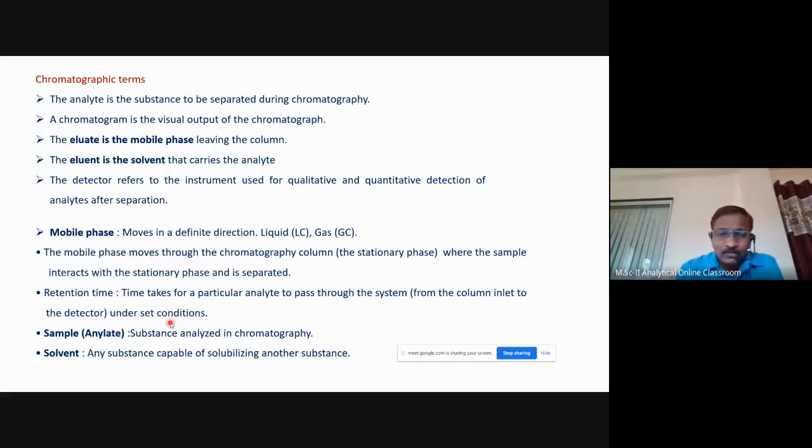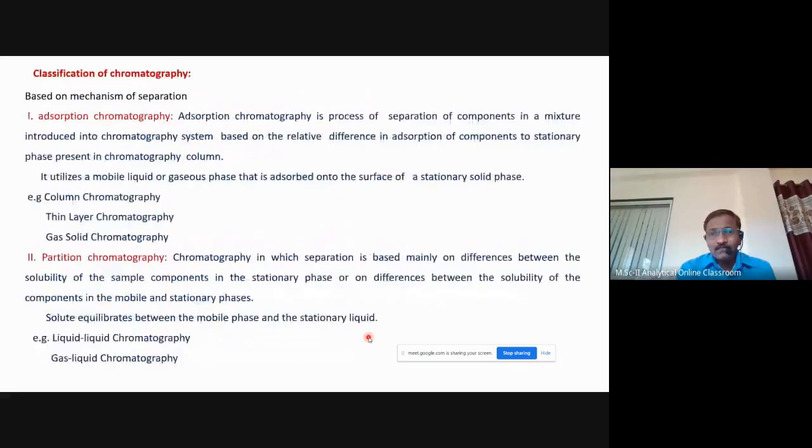Then sample, that is called the analyte, which can be analyzed by using chromatography. Solvent is the substance which is capable of solubilizing another substance. So we have to choose the solvent in such a way that all components of the mixture should be soluble, otherwise separation has no meaning. Okay, so these are some basic terms that are used in chromatography.